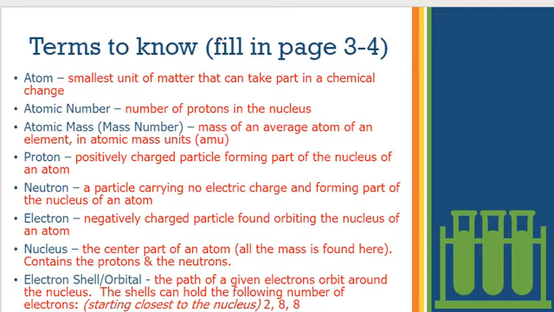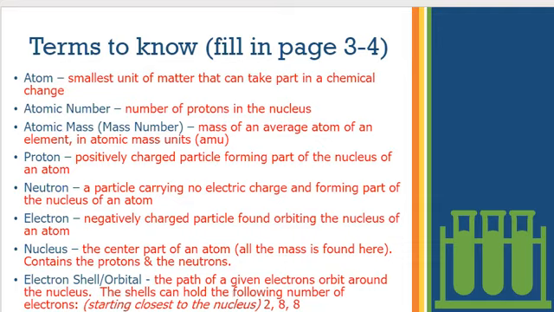The nucleus of the atom is that center part of an atom, a core. All the mass is found here, so it contains the protons and the neutrons. Electrons are found orbiting the nucleus, like planets orbit the sun, in what we call electron shells, orbitals, or rings, and this is the path of the given electrons as they travel around the nucleus.